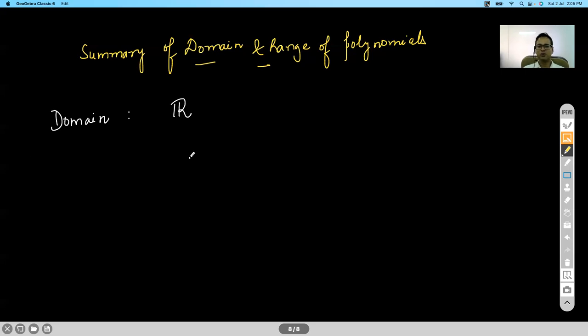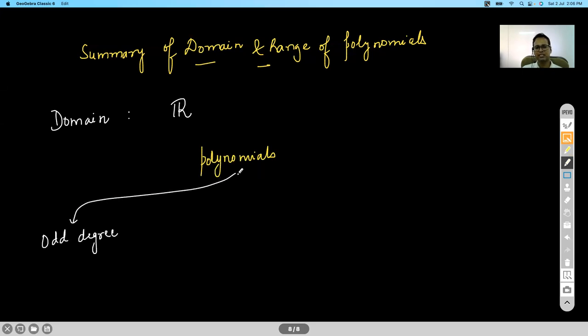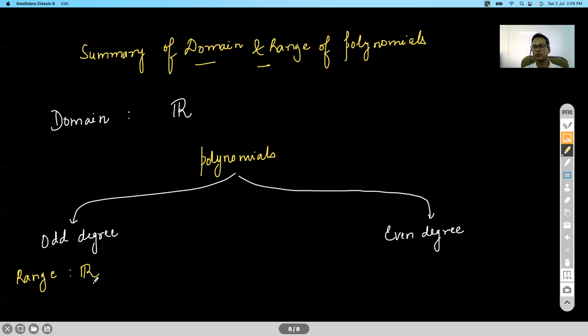Okay. Now, what about range? For range, you basically have to look at the degree of the polynomial. Let's say I divide polynomials into two parts. One is an odd degree polynomial, and the other is an even degree polynomial. For any odd degree polynomial, your range will always be all real numbers, right? Whether it is degree 1, 3, 5, 7, 9, 11, whatever odd degree polynomial, its range will always be all real numbers, which is from minus infinity to infinity.